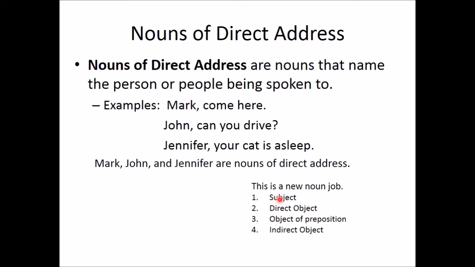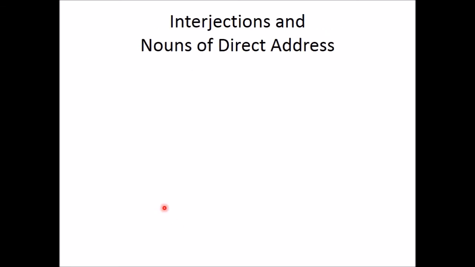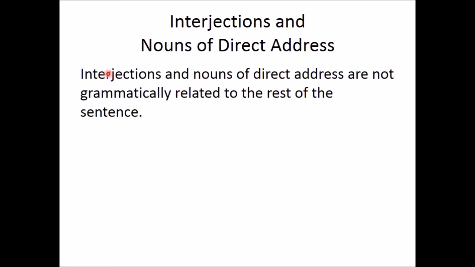These are the 4 noun jobs we knew already: subject, direct object, object of preposition, and indirect object. Now we're going to add to that noun of direct address. So now we have 5 noun jobs that we know about. Nouns of direct address are also not grammatically related to the rest of the sentence, and that's why we're learning this noun job at the same time as interjections. Because interjections and nouns of direct address are both not grammatically related to the rest of the sentence.